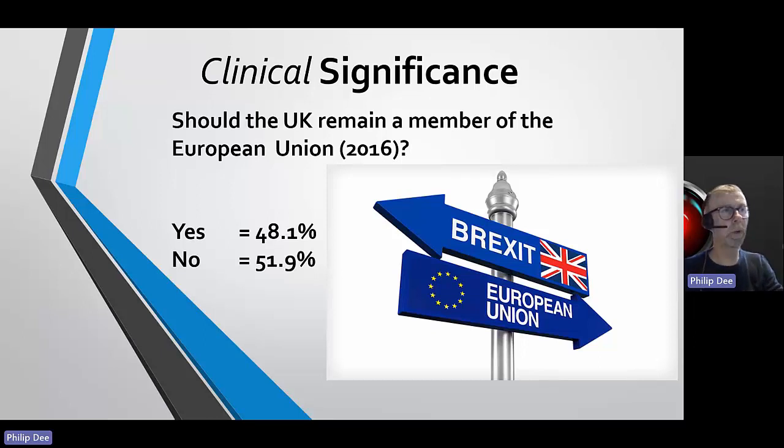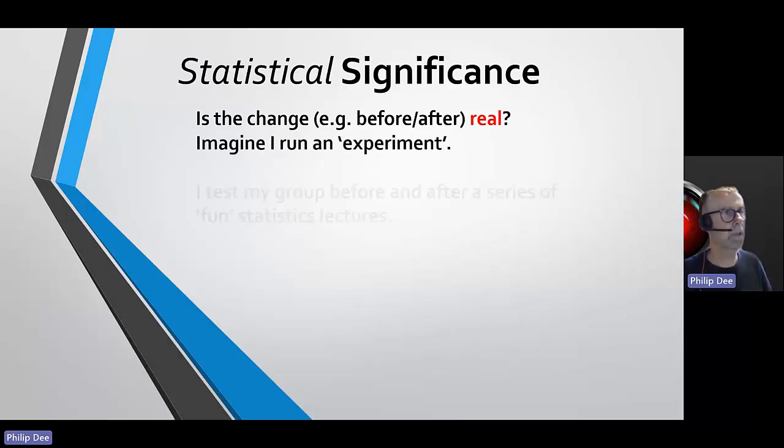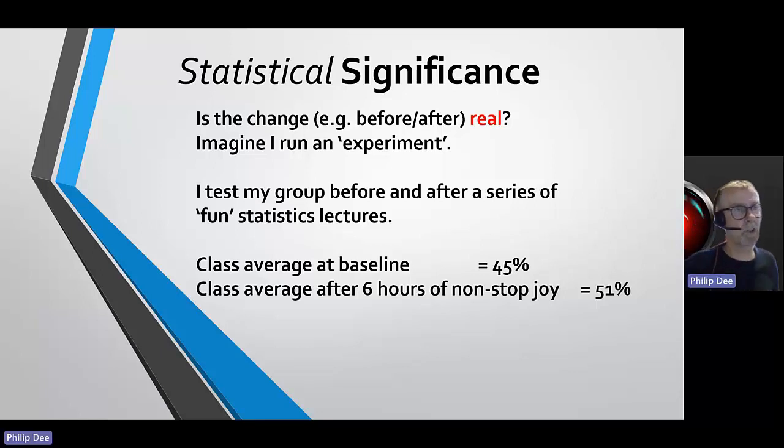But before we can allow ourselves to make that evaluation of clinical significance, we must first establish statistical significance, i.e., could it have been due to a fluke? I mean, imagine I run an experiment and I run a series of lectures. So what I do is I have a baseline measure, say in stats, and then one at the end of my series of lectures. So imagine at baseline, I've got 45% as my baseline average. And then after, say, 6 1-hour lectures, I've got a class average of 51%.